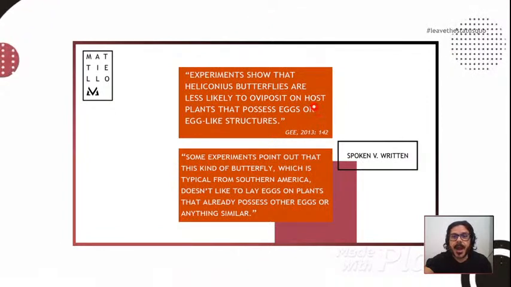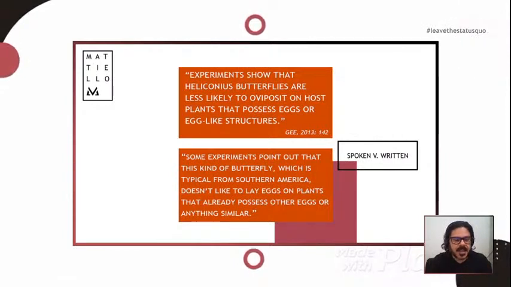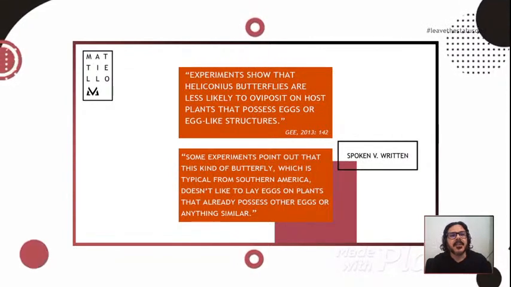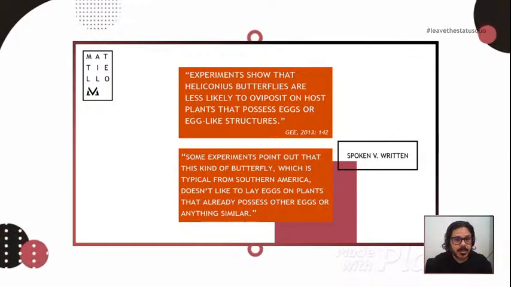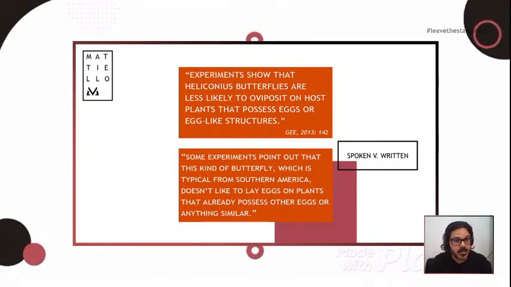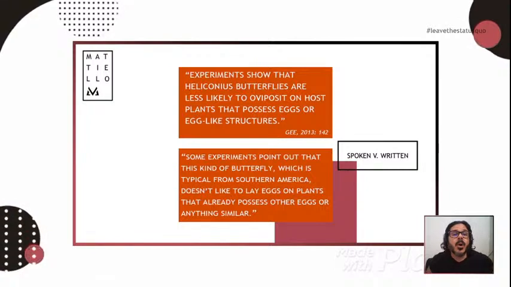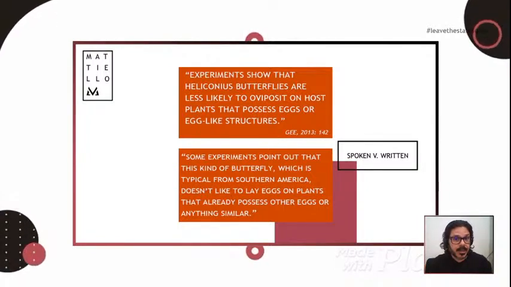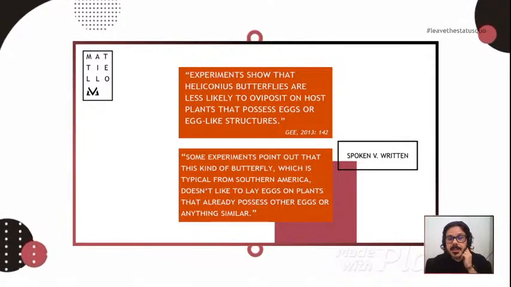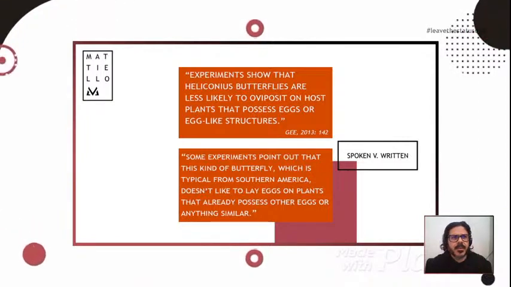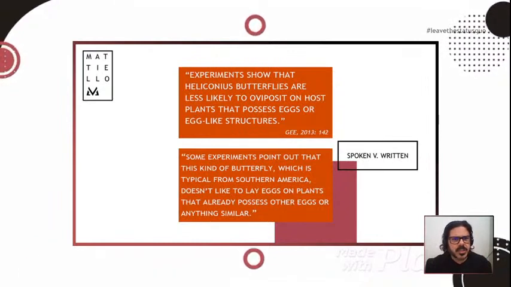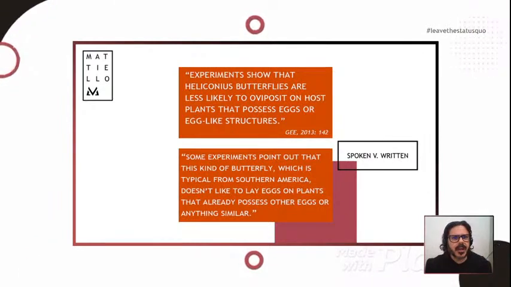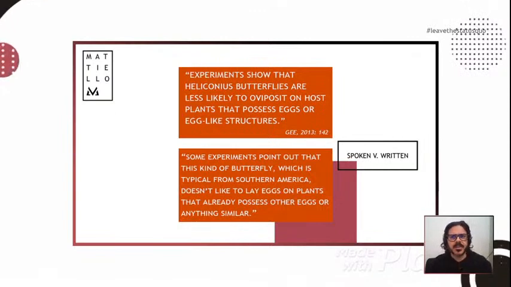Okay. So experiments show that these kind of butterflies, I have no idea how to pronounce that, are less likely to oviposit on host plants than that possess eggs or egg-like structures. So this is something that we would speak, or that a biologist would speak in a normal conversation. All right? Why? Because we do have use of very simple words like experiments show, butterflies are, of course, there's this adjective of the butterfly. There's something qualifying the butterfly.